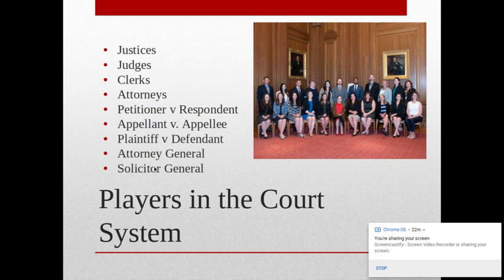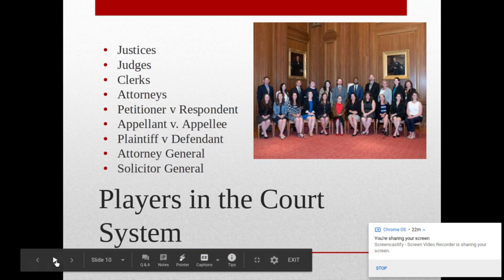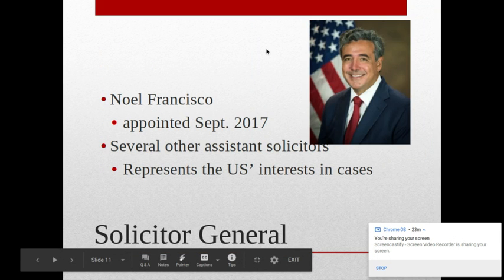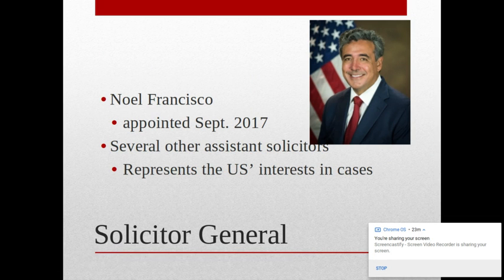The U.S. Attorney General is a major player in the system as well. There are attorney generals who operate in each state, and they're elected officials, but the United States has an attorney general who oversees the law. And within the branch of the Justice Department, where the attorney general is the head, is a person called the Solicitor General. So who is the Solicitor General? Our current Solicitor General is Noel Francisco, who was appointed in September 2017. Solicitor General Francisco is working with a lot of other assistant solicitors.